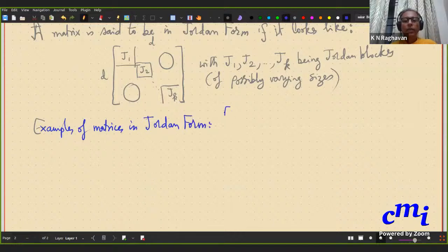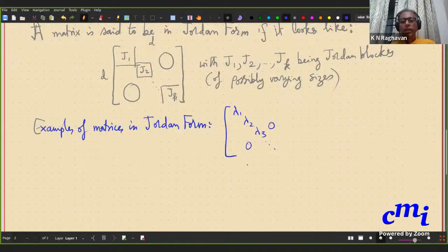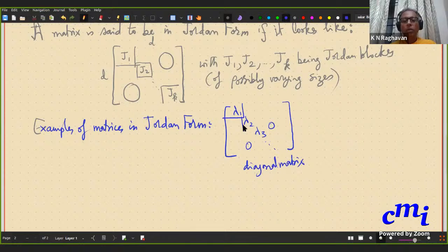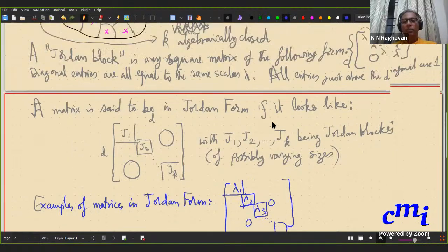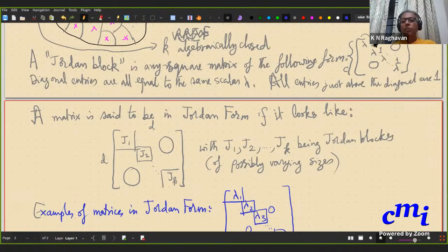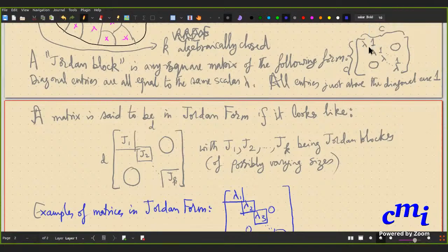Okay, so if I have a diagonal matrix, so let's say lambda 1, lambda 2, lambda 3, and so on. So this is a diagonal matrix. Then it is in Jordan form, because you can take the Jordan blocks to be just this 1 cross 1. So each thing follows this definition, because in this Jordan block definition, it could be a 1 cross 1 matrix with just a lambda there.